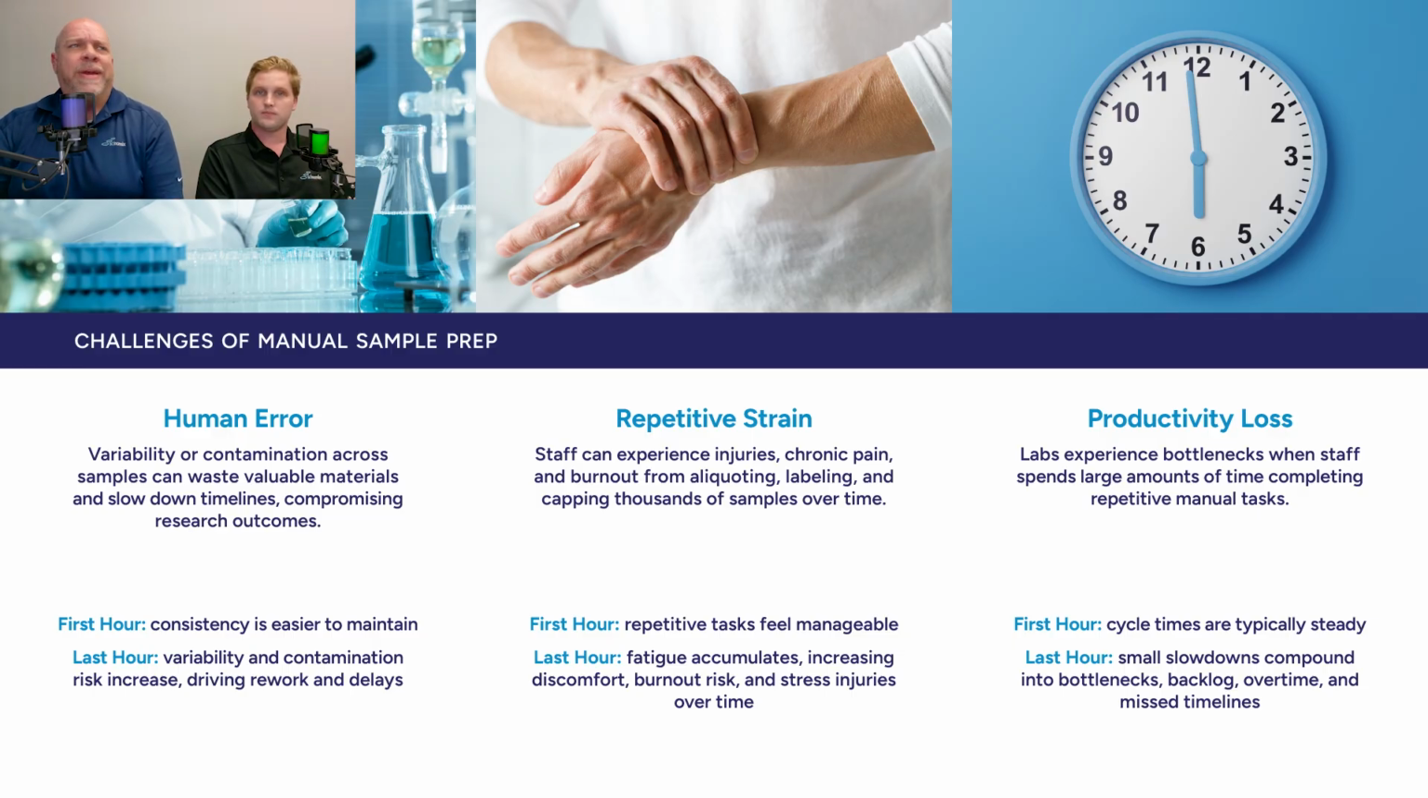The first thing I like to talk about is human error. That's what people really think of in terms of manual sample prep and the issues that come with it. So it's the variation that you see in either the fill volumes or the placement of labels or anything else. You get that variation, and you also get potential contamination that's coming from that. The first hour, you're pretty much still raring to go. Everything seems pretty much fine. It's easier to maintain, but it's that last hour with the human error that you really run those risks of the variation and that contamination.